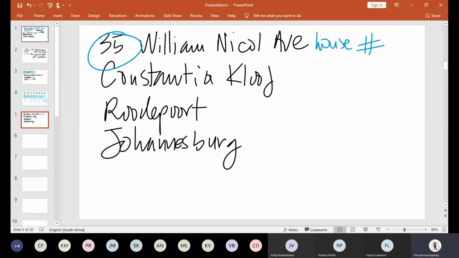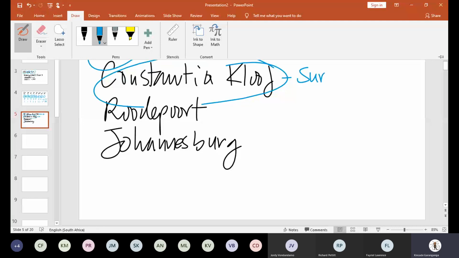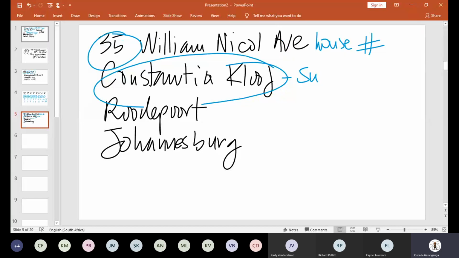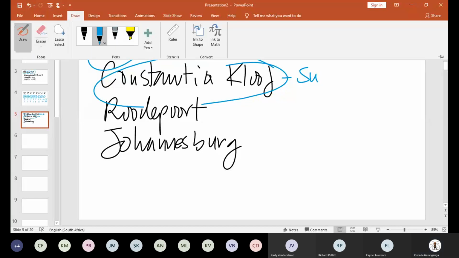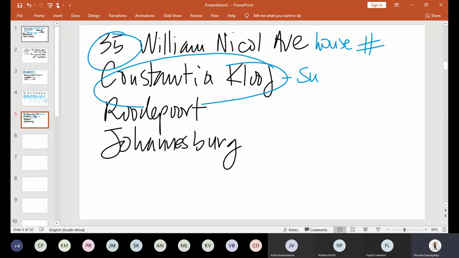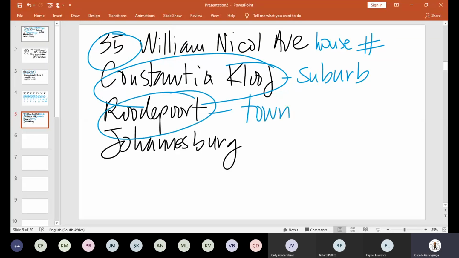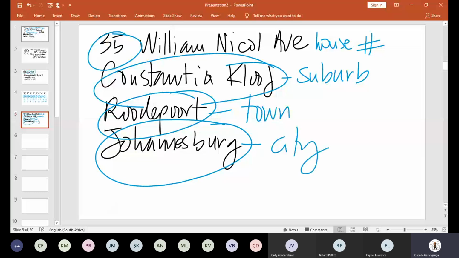And then Constantia Kloof, on the other hand, shows you the suburban area that you're in. So that's the suburb. And then Rudiport is your town. And then obviously Johannesburg is the actual city that you're in. So that's the breakdown as far as that particular address is concerned.